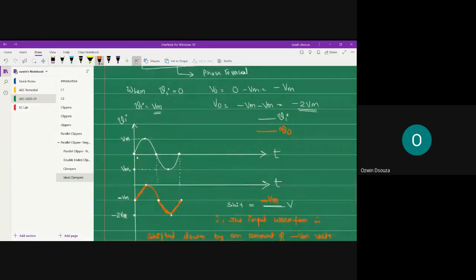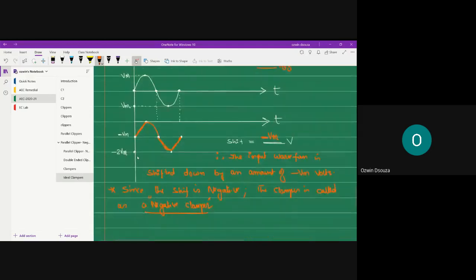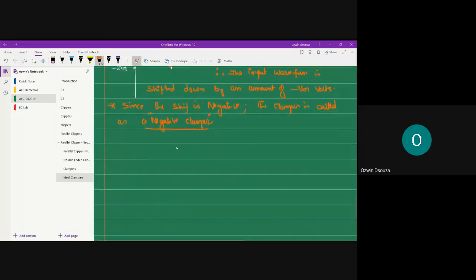All right, so that's the working of a clamper circuit. Any doubts in this? You can ask me.